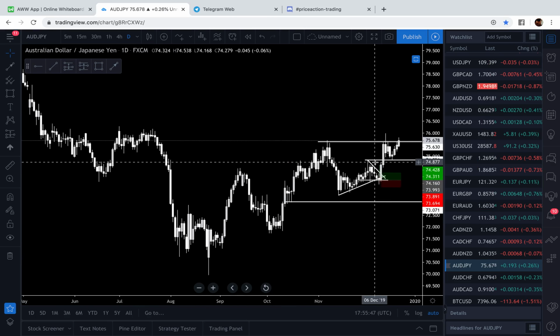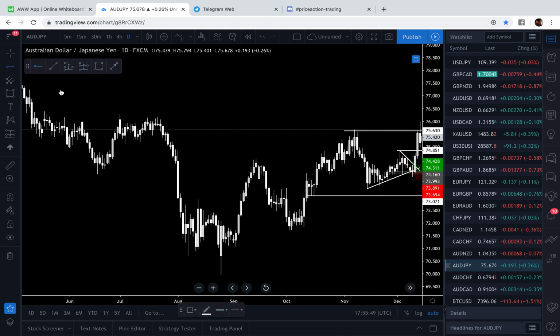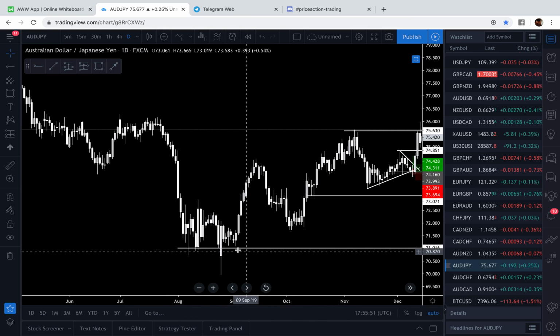Let's look at some more examples of this on the chart. We can see that for some reason price decided to stop in here a couple times.